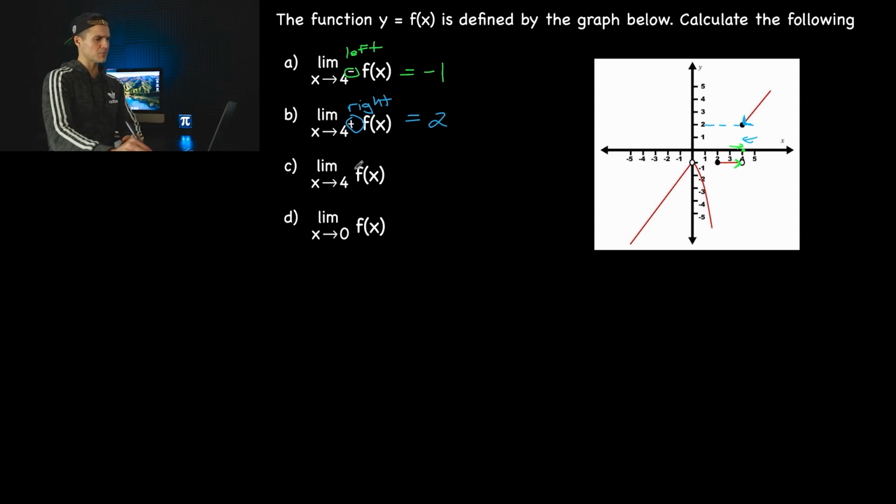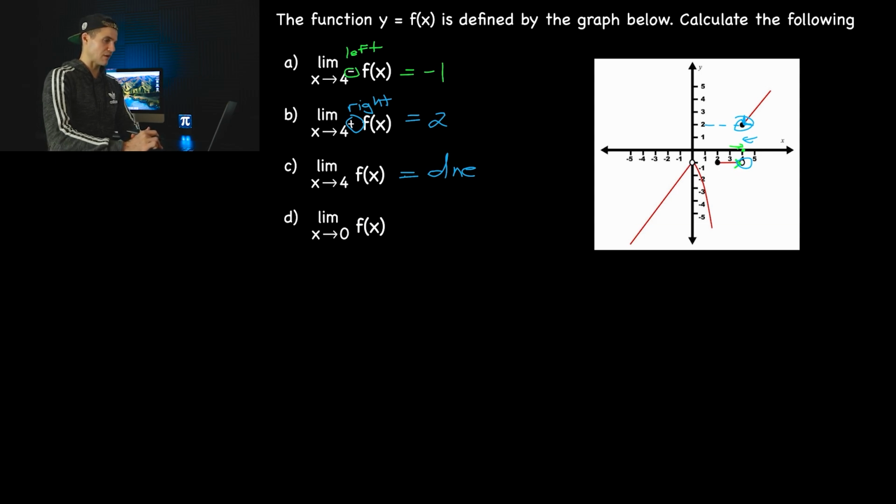Now, here in part C, they're asking what's the limit as x approaches 4, just in general, not from the left, not from the right, but just the general limit as x approaches 4. Because we're approaching two different y values from the left side and the right side, that means that limit does not exist. It has to be approaching the same thing. If both of these were the same, then the overall limit as x approaches 4 would equal that value. But because we're approaching two different y values from each side, the overall limit does not exist.